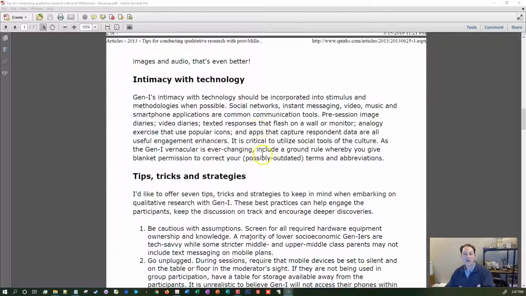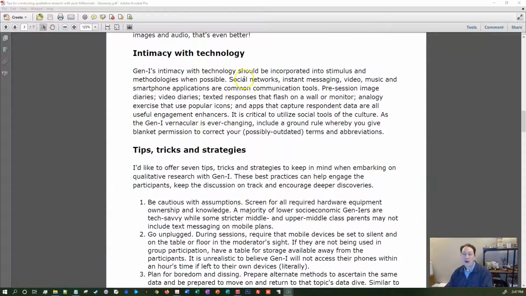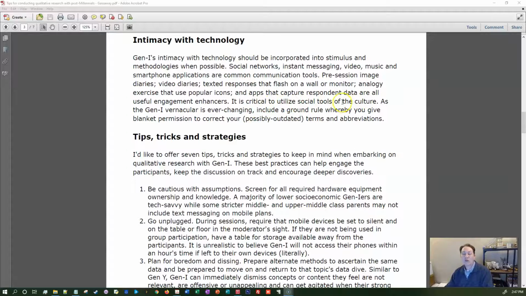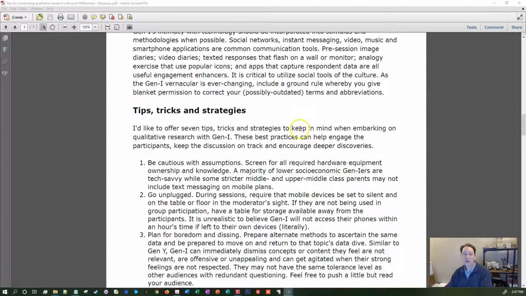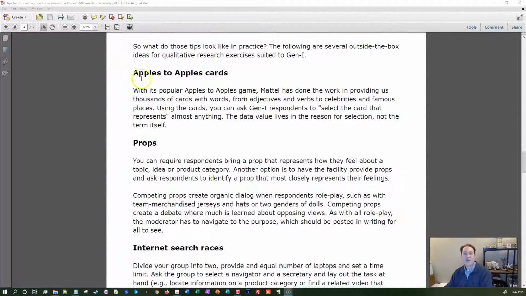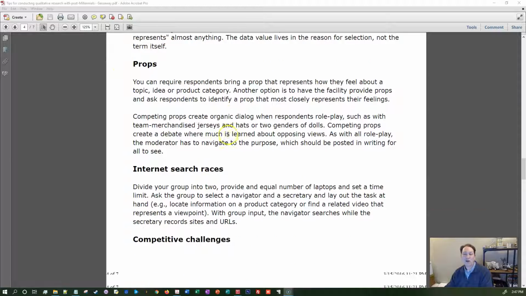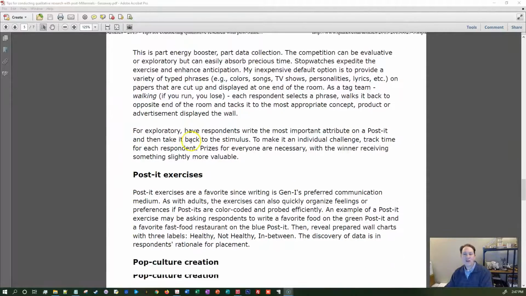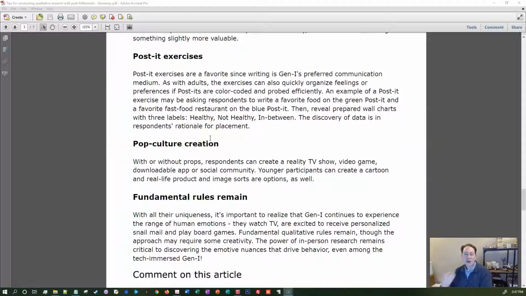And there are a lot of different tips and tricks and ideas here, including being familiar with technology, which in 2013, people were still getting on board with some of the things that we take for granted today. And some of the things that we take for granted didn't exist in 2013. So understanding the social tools of the culture is important. There was no TikTok back in 2013 when this article was written, but you'd better know about it today if you're going to talk to younger people in case they reference it. So this is a good practitioner article that also offers some ideas about different props or tools like apples to apples cards or internet searches or challenges or post-it exercises, things that you can use to help engage that audience.